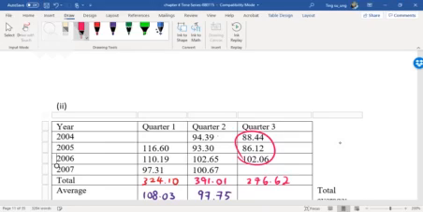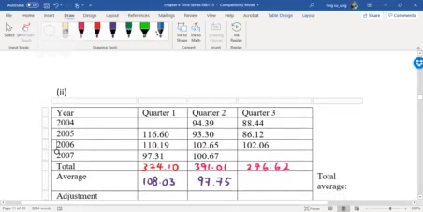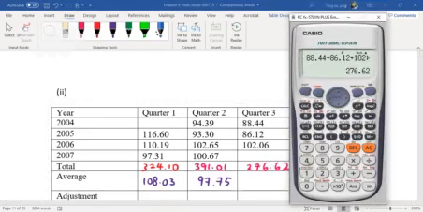Okay, so this round you will divide by 3 or 4. How many items here? 3. Yes, because you have 3 items. If 3 items, so for the average you divide by 3. If 4 items, you divide by 4. If 5 items, you divide by 5. Just like that. Okay, so 276.62 you divide by 3. Okay, so you get 92.21.